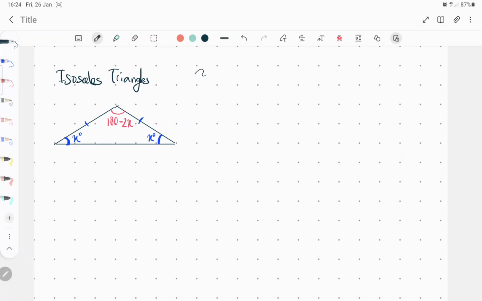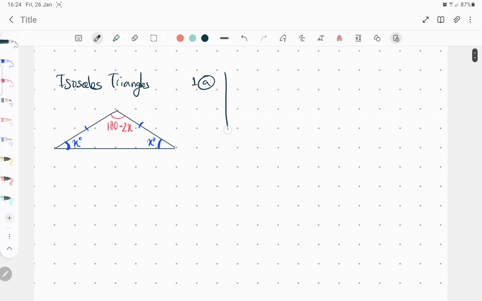So for question 1, I'll give you 1a. Let's say it is like this. Sorry if the drawing is not neat, but I tried to make it as neat as possible. And this is 75. We have the clue here. Of course, the drawing is not drawn to scale. So what is the value of x?